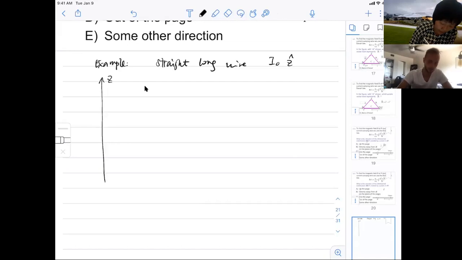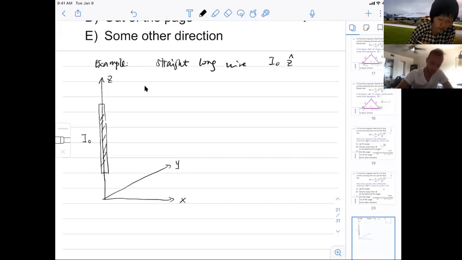Okay, so this is Z, and I'm going to put X and Y here. And I have a current flowing in this direction. I'm interested in finding the magnetic field produced at this point P over here, and that is going to be our vector. So we're going to find B at point P.